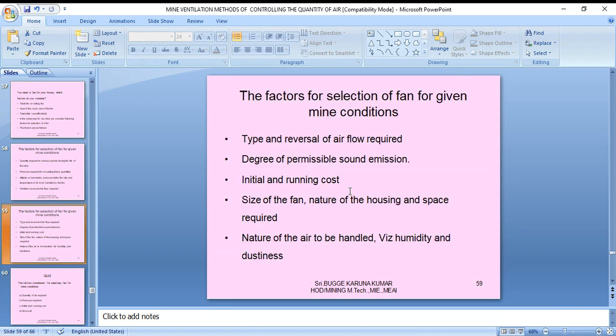So these are the factors for the selection of any fan for the mine conditions. So you have to take the type and reversal of airflow required, degree of permissible sound emission, initial and running cost, size of the fan, nature of the housing and spacing required, nature of the air to be handled, humidity. So with this, we have almost covered how to distribute the air.